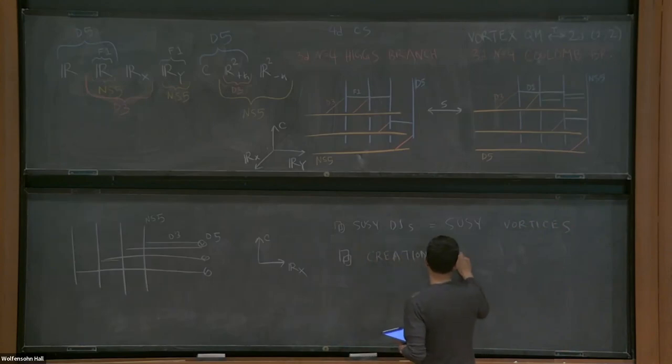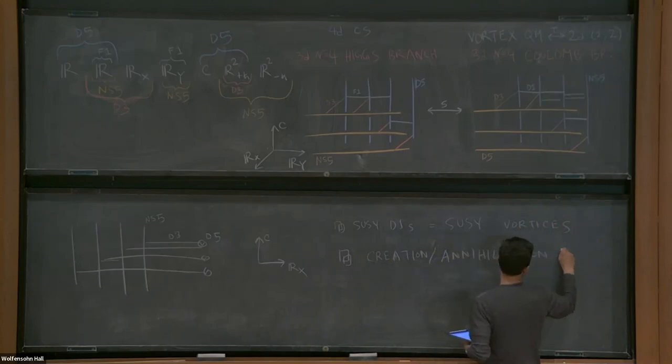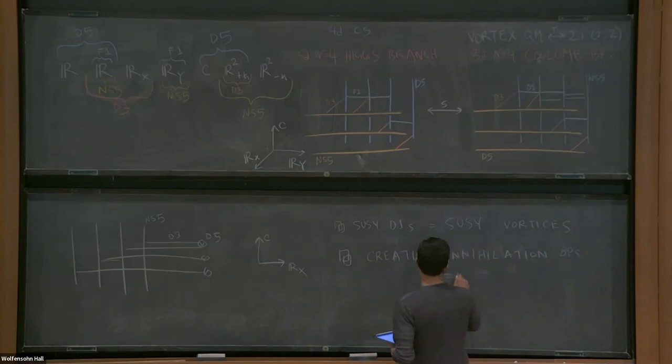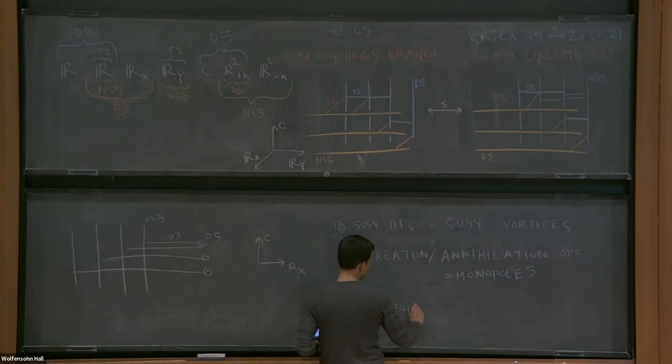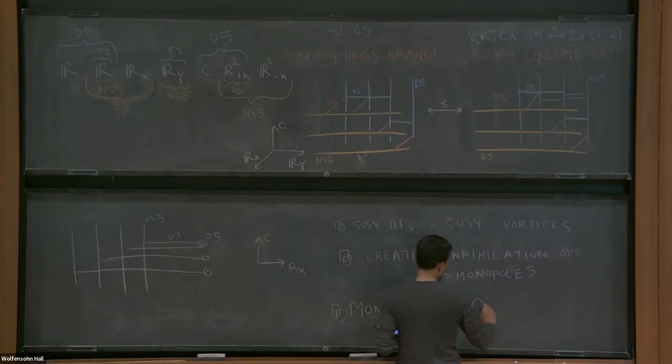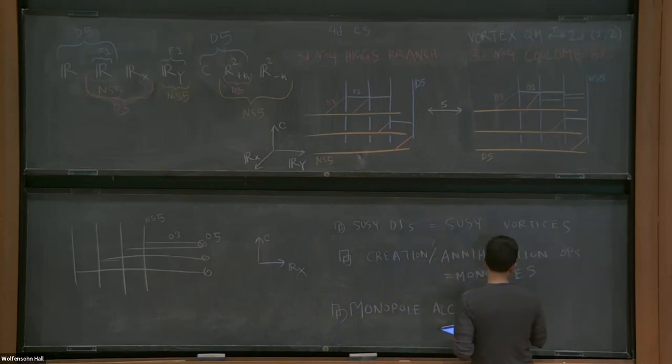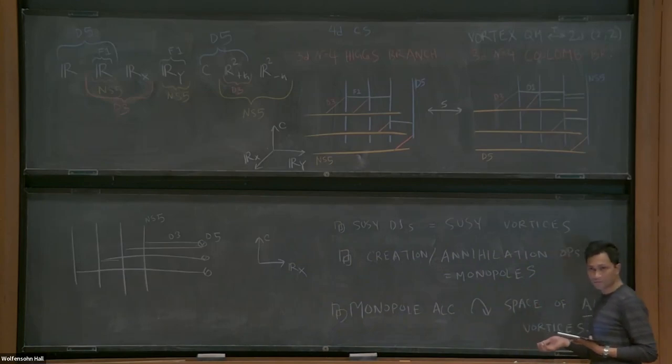So line operators in the four-dimensional theory are monopoles. And the monopole algebra acts on the space of all vortices. In terms of vortices, this just means that I'm summing over all vortex quantum numbers.